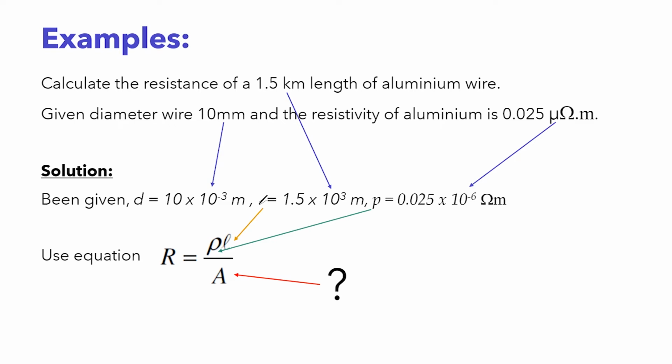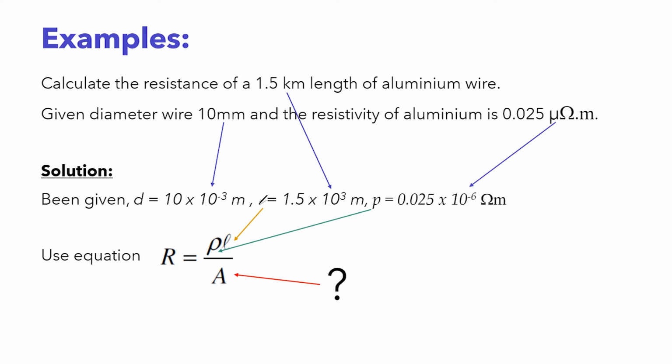Let's do this example together. Calculate the resistance of a 1.5 km length of aluminium wire. Given diameter of wire 10 mm and the resistivity of aluminium is 0.025 microohmmeter.